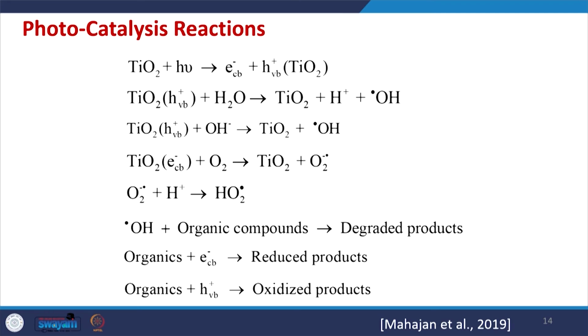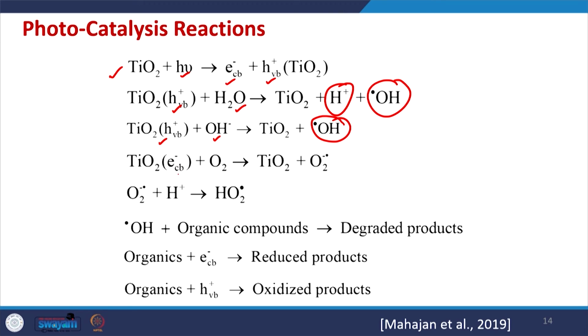So, these are some of the photocatalysis reactions given here. Like titanium oxide interacting with the desired photon, and then an electron and hole pair is generated. Now, this hole interacts with the water present in the wastewater sample, and then H plus and a hydroxyl radical are generated. Similarly, this hole interacts with OH minus, and again a hydroxyl radical is generated.